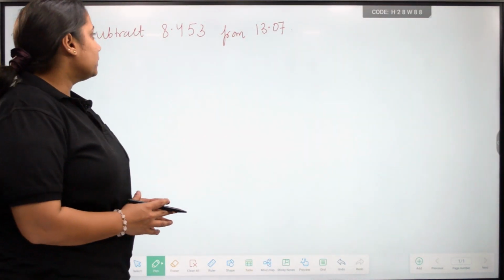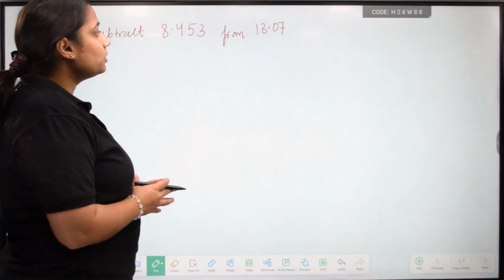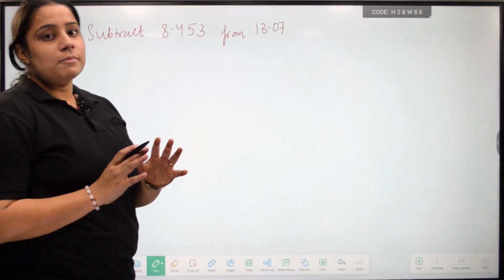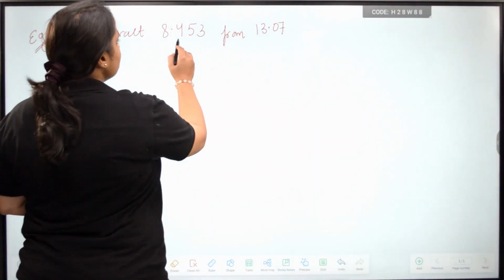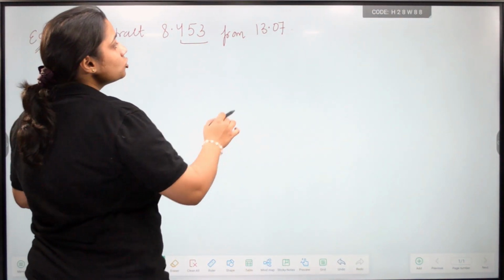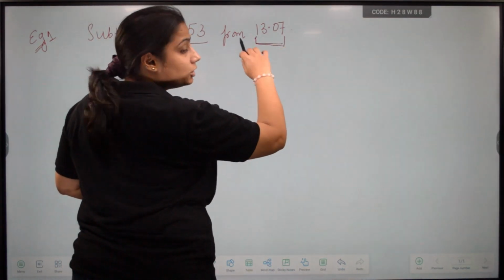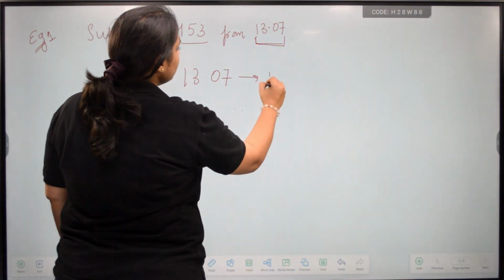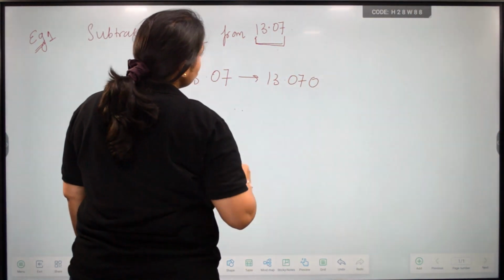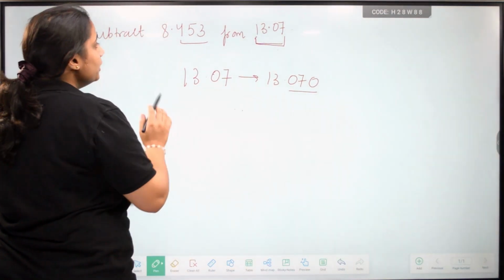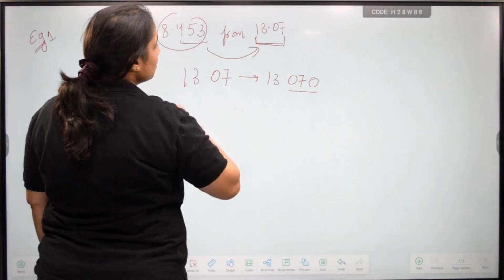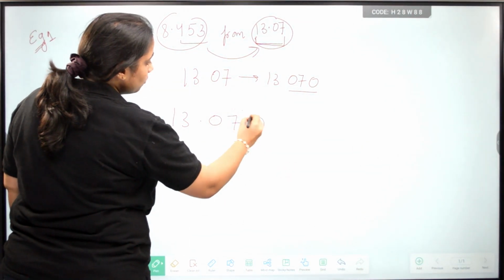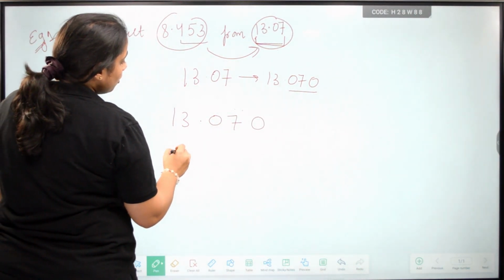Example 1. Subtract 8.453 from 13.07. In order to subtract these numbers, firstly we need to convert them into like decimals. So here the greatest number of decimal places is 3. So we need to change this number into a 3 decimal places number. So 13.07 can be written as 13.070. Now it has 3 decimal places. We need to subtract this number from this number. So write this number first, 13.070.